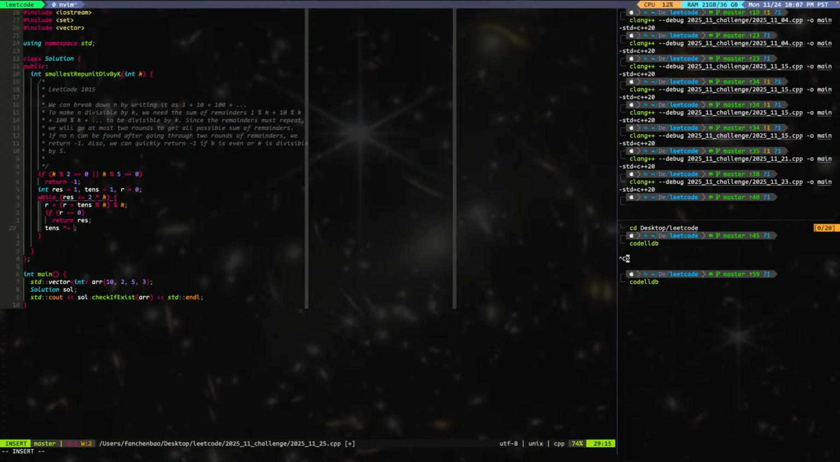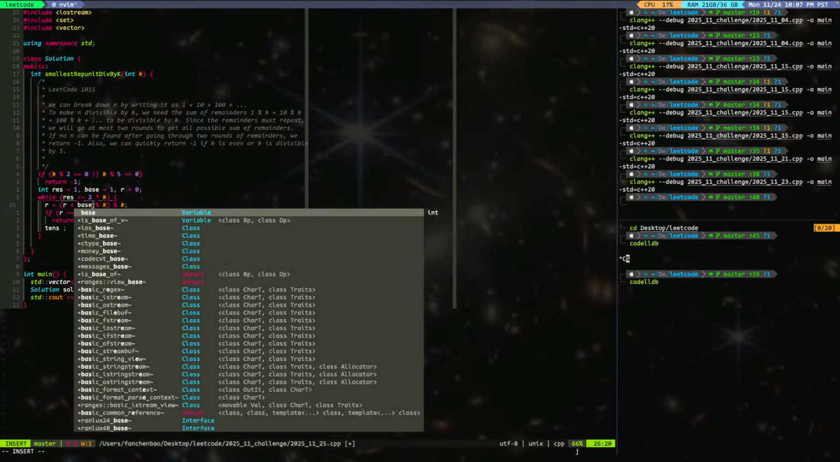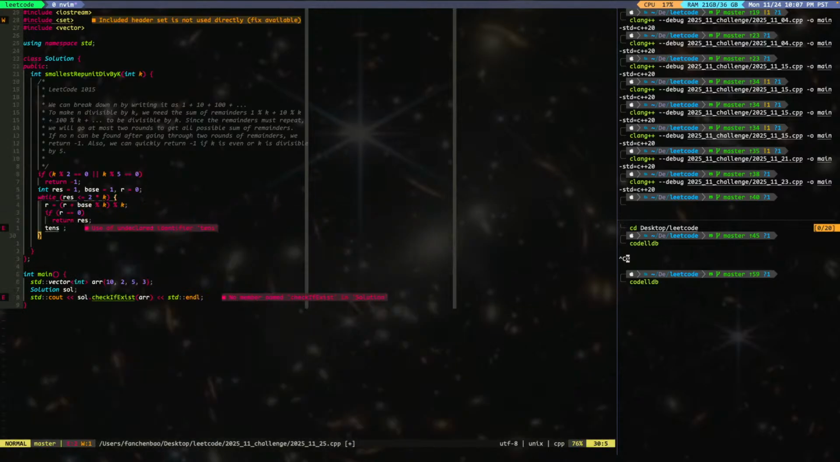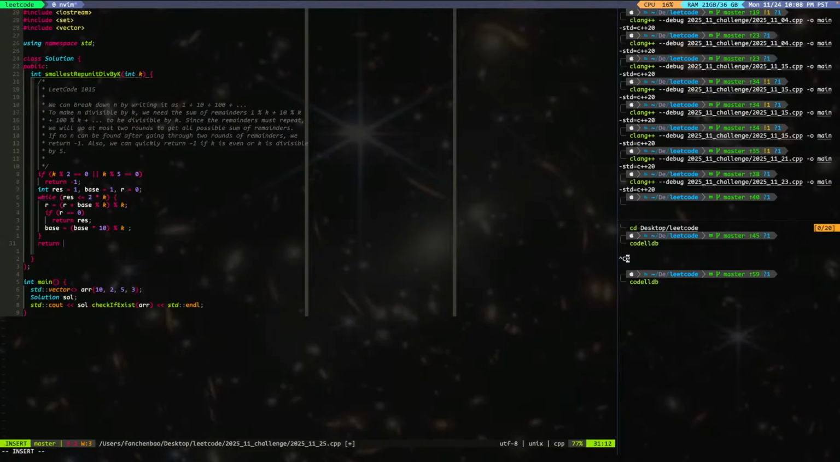Well, I think I can do, maybe I don't call it tens, we can call it base. How about that? Okay. Hold on. I was thinking we can do base equal to base times 10 mod k, because we just keep modding and adding, so I think this should be fine. We just times 10. Right, and then we go back up, and if nothing happens, we'll return -1.